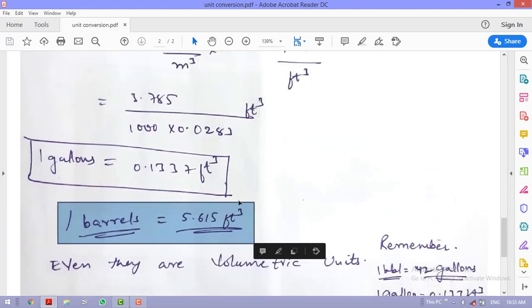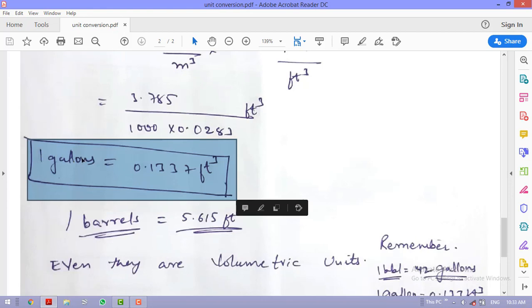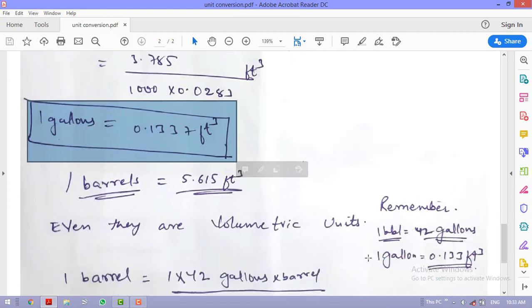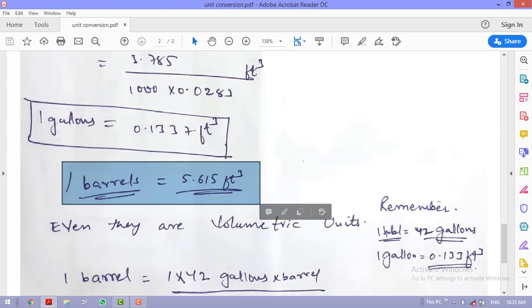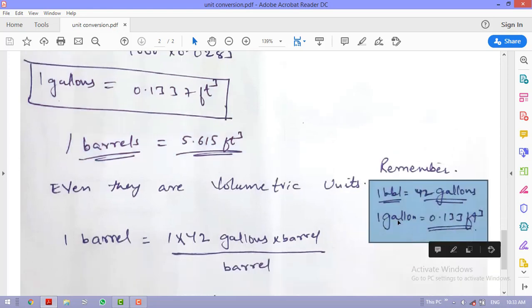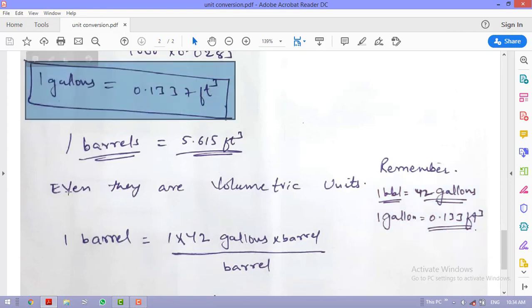Although you have to see that this 1 gallon is equal to 0.1337 feet cube is in US gallons. Okay, so to convert this, first we have to remember that 1 barrel is equal to 42 gallons, and obviously 1 gallon is equal to 0.1337 feet cube, what we have just determined before, right? Okay, so even these units are volumetric units.